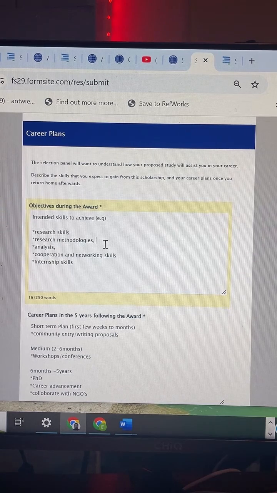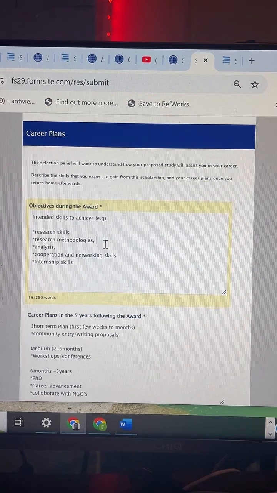So some of the skills will be, maybe you want to gain some research skills, you want to gain some research methodology knowledge, you want to gain some research analysis knowledge, you want to equip yourself with cooperation and networking skills, because after you complete your course, you intend to go back to impact within the community. And therefore you need these skills, networking, collaboration, cooperation, to be able to get a lot of people within a team with different backgrounds, different mindsets, to work towards a common goal. So you need all of these skills, and these are the skills you can gain during your time of award.